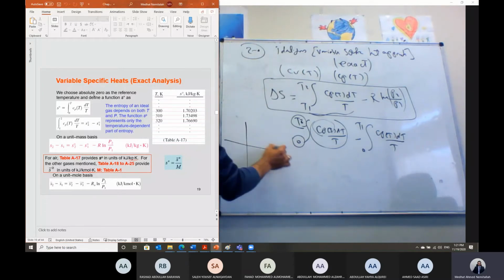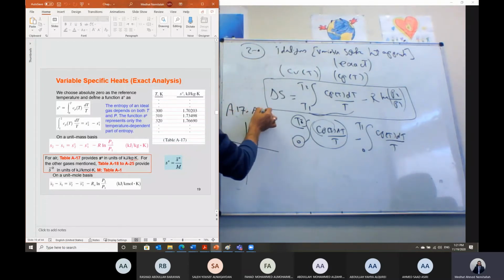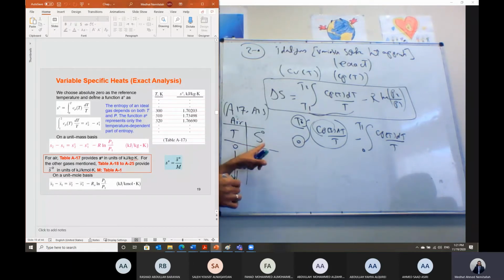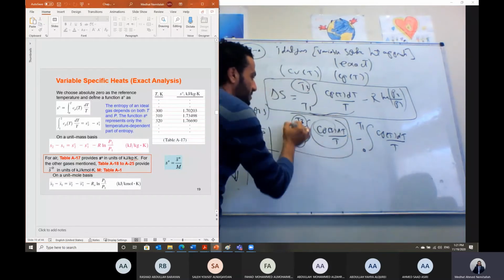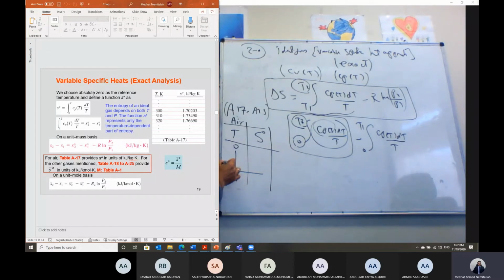And they have listed all of these values in tables A17 to A25. Okay? For table A17, you will find air, for a range of temperatures starting from 0 and going on, and you will find the value of the reference entropy, referenced to the 0 base. So at temperature T2, you can go to the table, this integration has already been evaluated, and they give this value. At temperature T2, we can get the value s°2. We call it s°. And at temperature T1, we can go to the table and get the value of s°1.